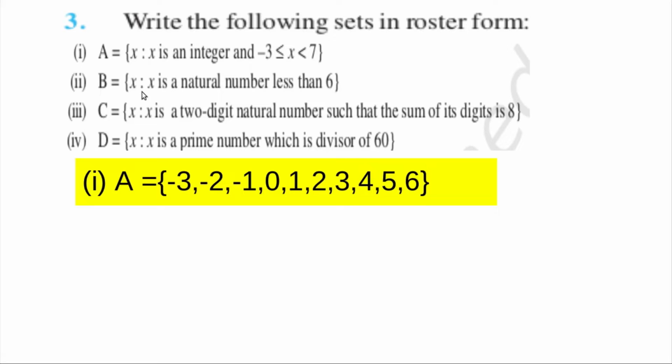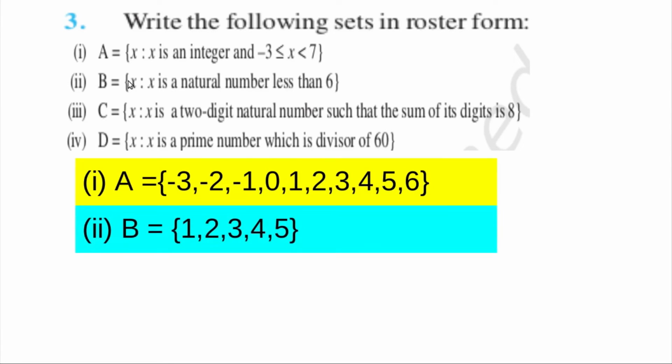Set B equal to the set of all x such that x is a natural number less than 6. Therefore, we can write like this: B equal to 1, 2, 3, 4, 5. These are the natural numbers that are less than 6. Therefore, the answer is 1, 2, 3, 4, 5.